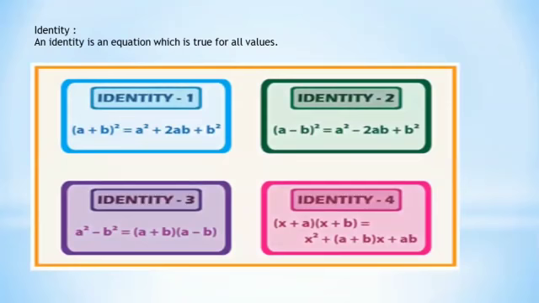So let us see the identities. Identity 1: (a plus b) whole square is equal to a square plus 2ab plus b square. Identity 2: (a minus b) whole square is equal to a square minus 2ab plus b square. Identity 3: a square minus b square is equal to (a plus b) into (a minus b). Identity 4: (x plus a) into (x plus b) is equal to x square plus (a plus b) into x plus ab.